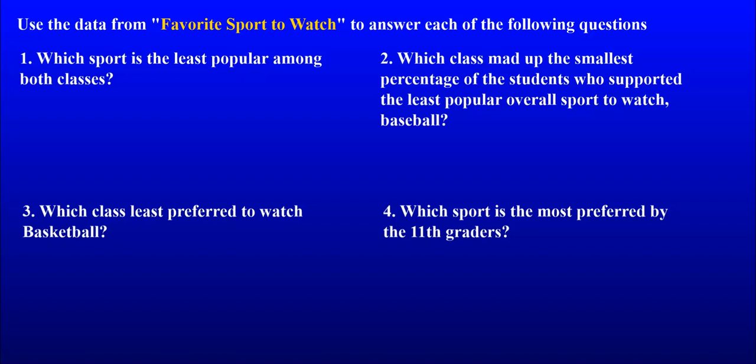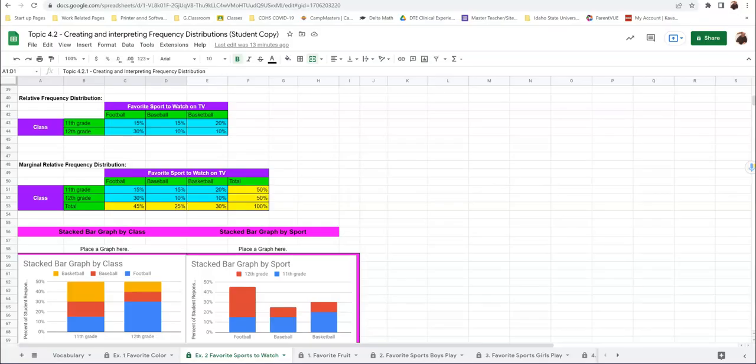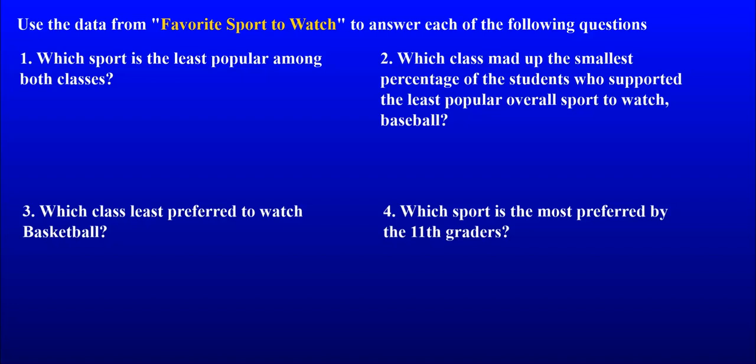Okay, now that you've tried it, let's go through each question. Which sport is the least popular among both classes? Okay, so if we look at the totals of the 3 sports, baseball has the lowest percentage at 25%. So the sport that is the least popular among both classes is baseball.